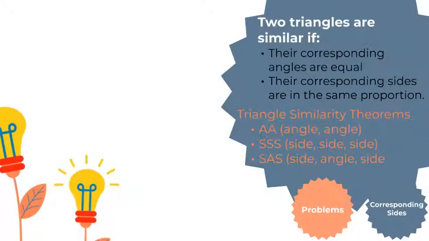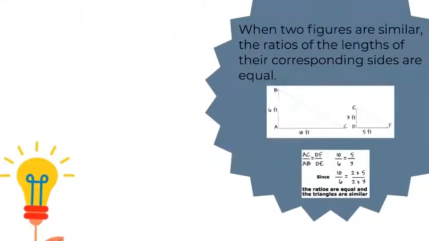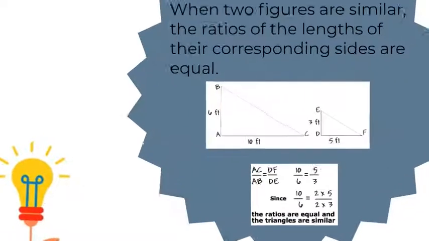How do we know if two triangles are similar? They are similar if their corresponding angles are equal and if their corresponding sides are in the same proportion. We can use the triangle similarity theorems, which are angle, angle; side, side, side; and side, angle, side. When two figures are similar, the ratio of the lengths of their corresponding sides are equal.